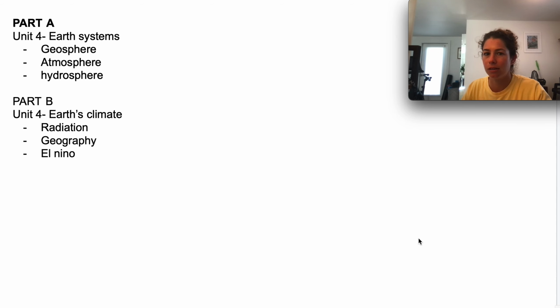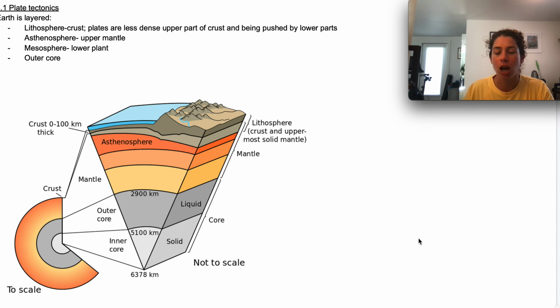So let's dive in. Plate tectonics is the first part, which is how the Earth's crust interacts. Earth is layered. It's not just a blob of Earth. The innermost part is the core, followed by the mesosphere, the asthenosphere, and the upper part is the lithosphere. That's where we are. It's the crust. Generally, plates are less dense, and they're being pushed around by the lower parts of the Earth. So a lot of our plate dynamics is based on what's happening underneath the Earth.